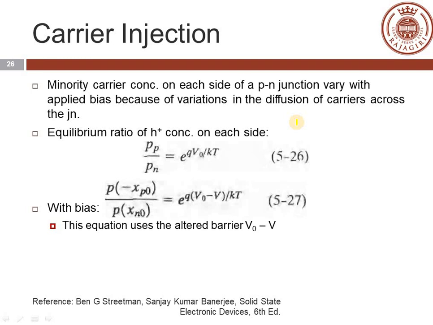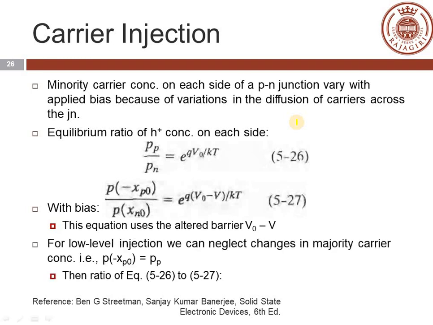Now, we are assuming low level injection. Low level injection means that we will be considering the changes in minority carriers only. Majority carrier changes we are not considering. So here Pp is the majority carrier because holes in the P region are majority carriers, and Pn, that is holes in the N region, is minority carrier. So we can neglect the change in majority carrier, and we can write P of minus xp0 equal to Pp itself.